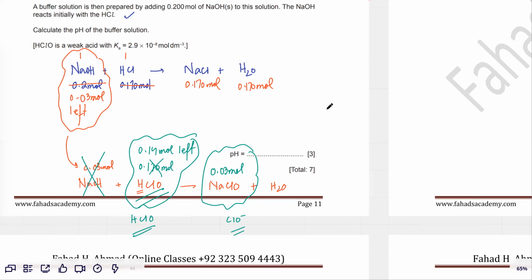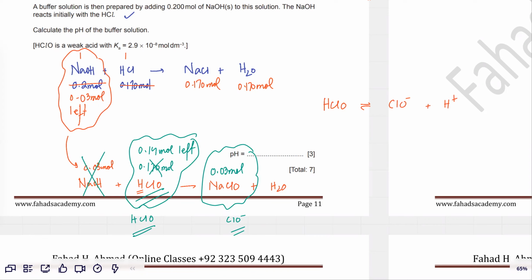Now the next part is, what was the next part? He's saying a buffer solution is made. A buffer solution is definitely made because you've got a weak acid plus its salt as well. And he's asking you to calculate the pH of that buffer solution. So what is the buffer solution? It's the weak acid in equilibrium with its conjugate base, which is ClO minus 1, plus H plus 1.